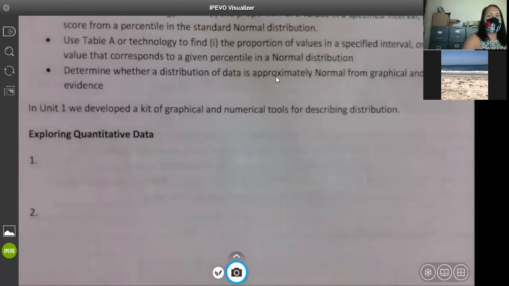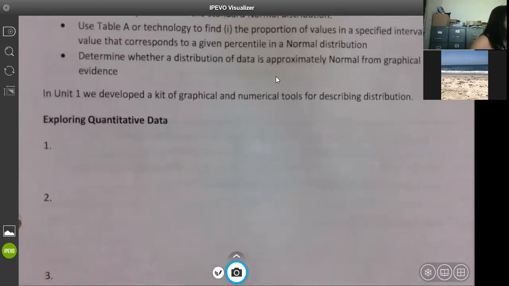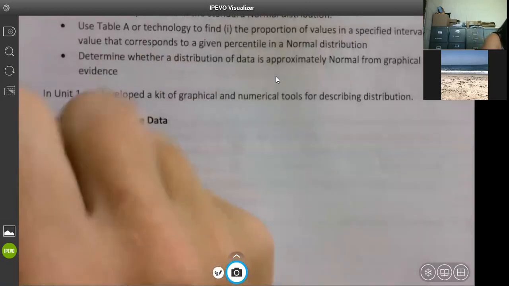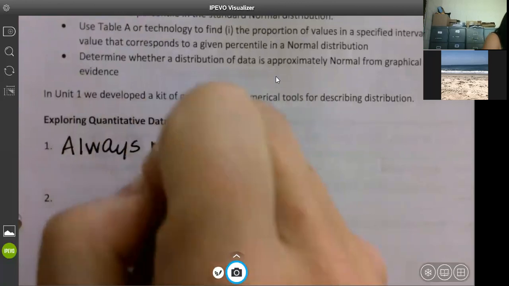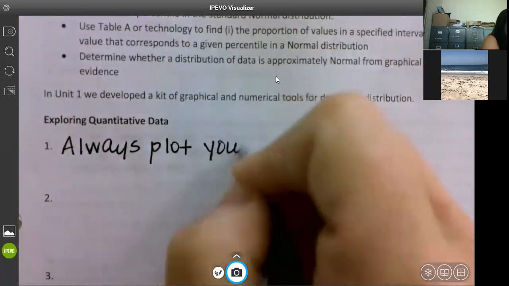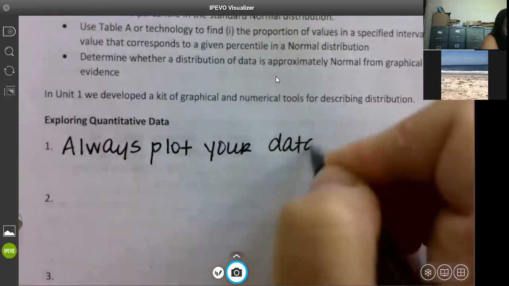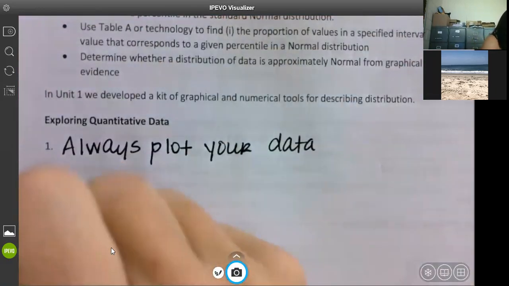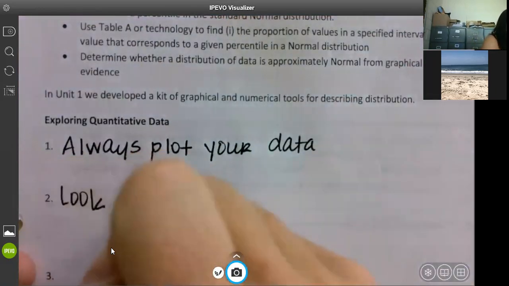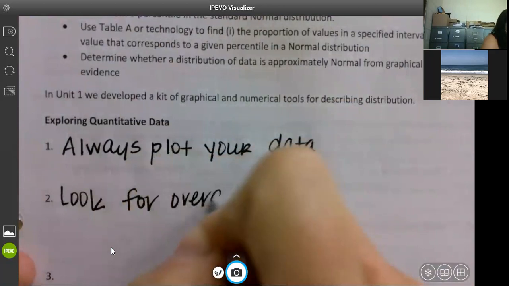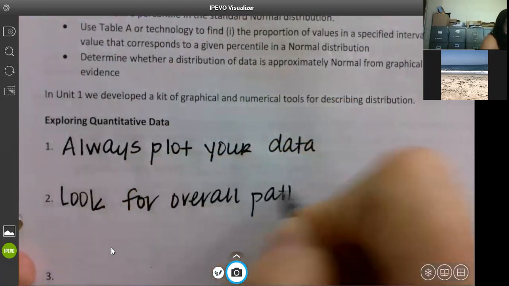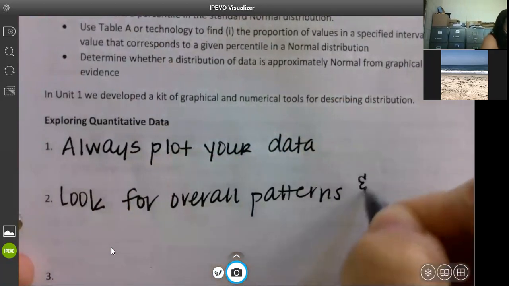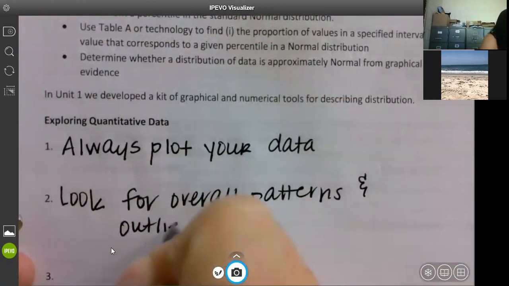We developed a kit of graphical and numerical tools for describing distribution. So the first thing you're going to do is always plot your data. You're going to look for overall patterns. And outliers.